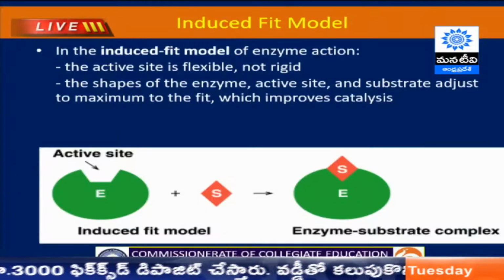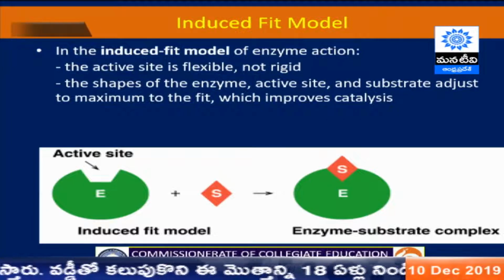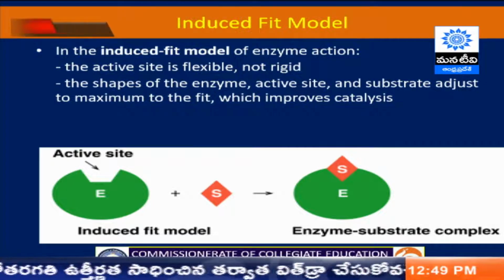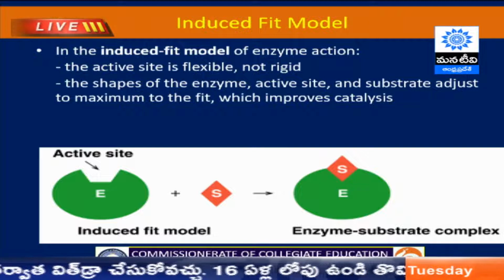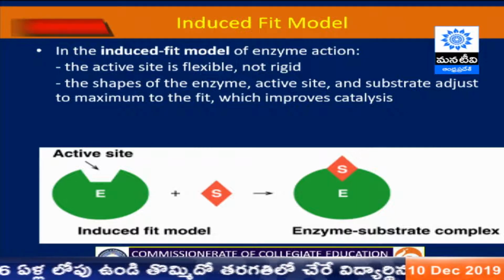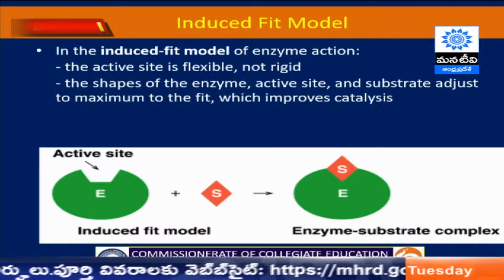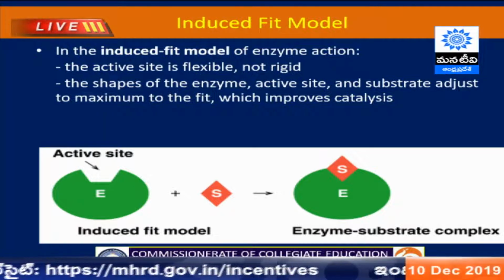The enzyme itself changes the shape, and the substrate fits perfectly into the enzyme for forming the enzyme substrate complex. So the shapes of the enzyme, the active site and the substrate adjust to the maximum to fit, which improves the catalysis. Here the shape is not rigid, and according to the need of the substrate, the shape of the enzyme is changing. Amino acids aid in bringing the substrate to the active site. So there is a greater range of substrate specificity in the induced fit model.